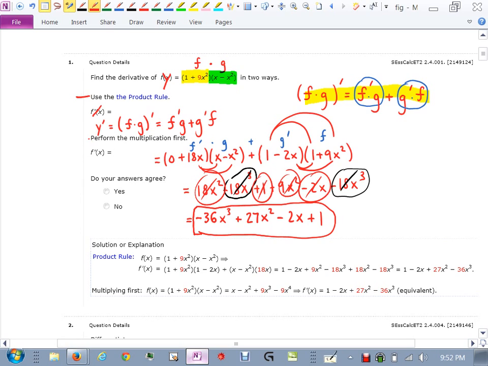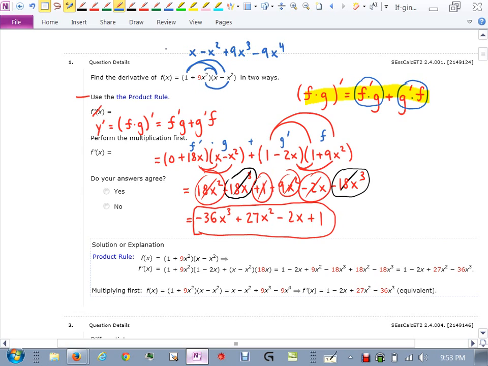Now it says perform multiplication first and find the derivative. So what we're going to do is we can go back up here, and let me actually multiply this out first. So if I multiply here, I get x. Multiply here, I get negative x squared. Multiply here to here, I get plus 9x cubed. And if I multiply here to here, I get minus 9x to the fourth.